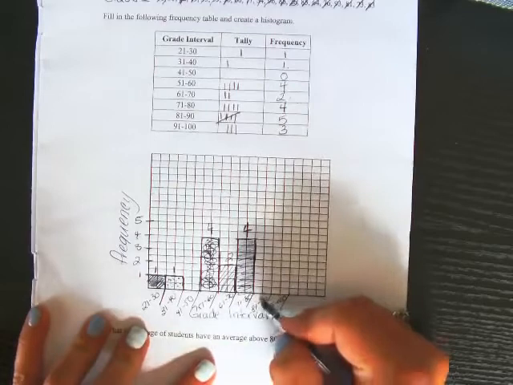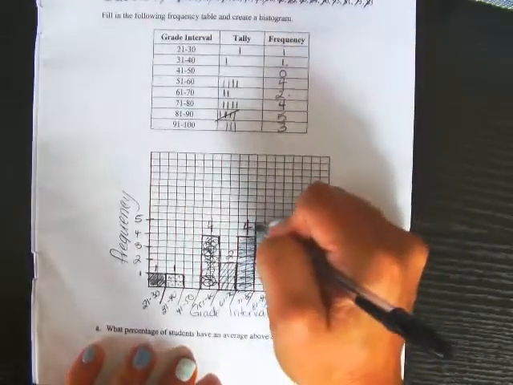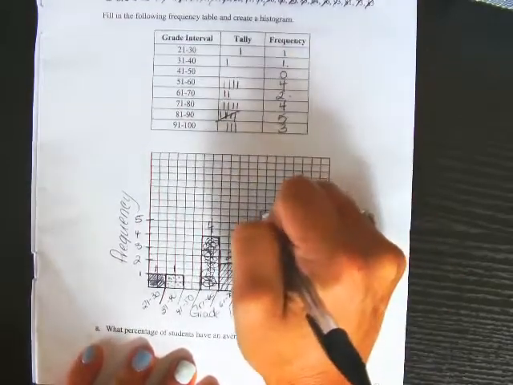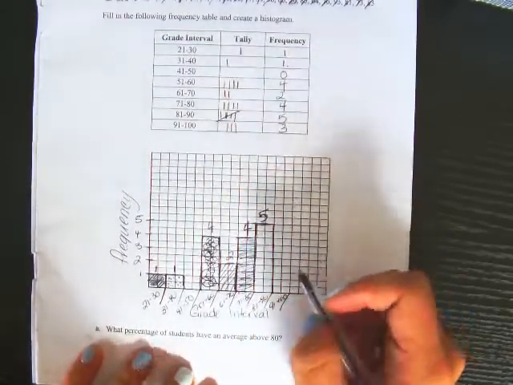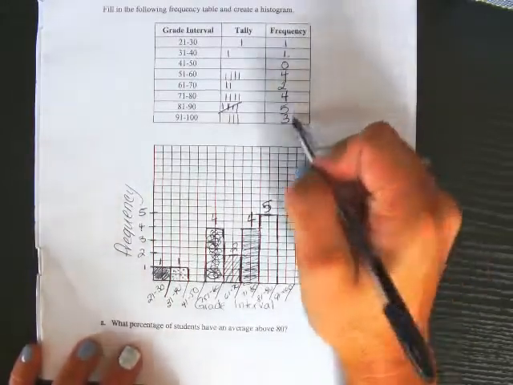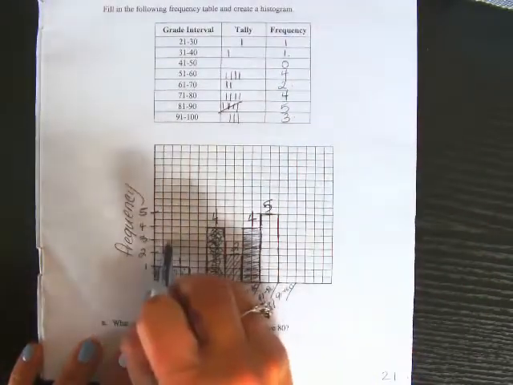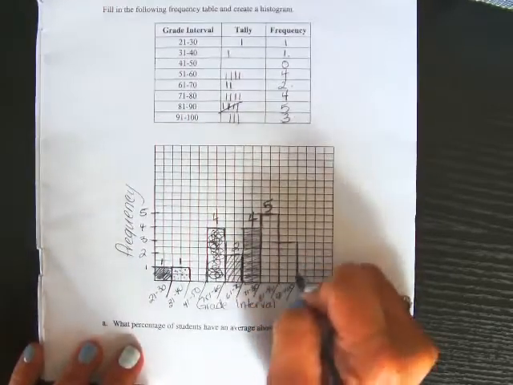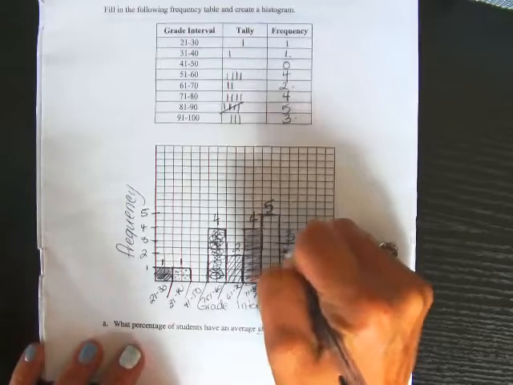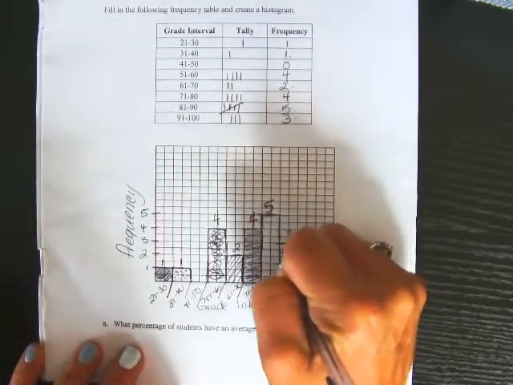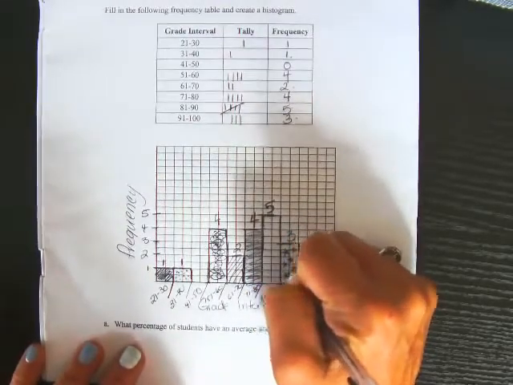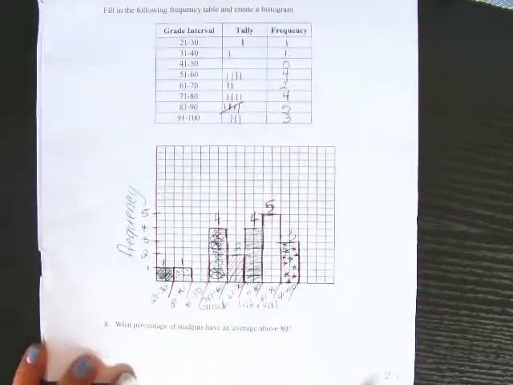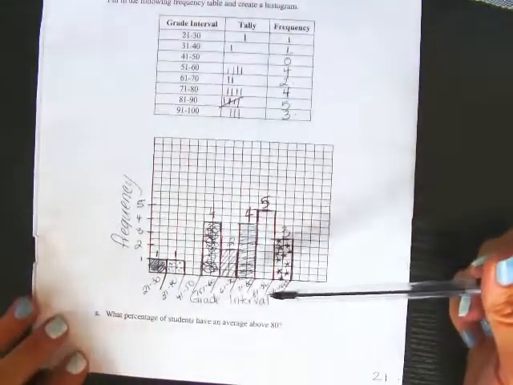Our next one, 81 to 90, is all the way up at 5, so I have to go a little higher on that one. And I'll leave that one blank since it's so big. And then the last one is 3. So 3 is here. Put it that way. This one's 3, and I'll fill it in with little stars. Because those people got between a 91 and 100. They are superstars. Okay, and that is your histogram.